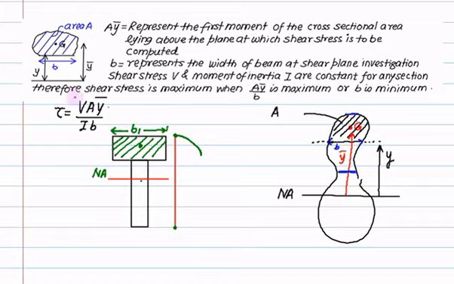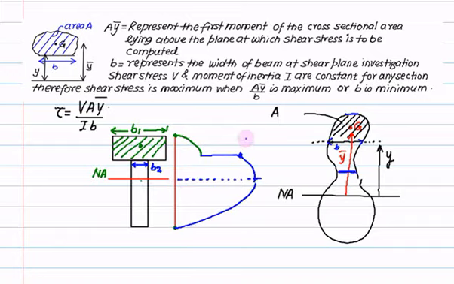But as soon as you cross this flange and you are in the web, at the top of the web, your thickness has changed. So this will be equal to b2. So b2 will be less than b1, and b is in the denominator. So this value will shoot up. And then when you come to the neutral axis, it will again increase. And finally, it will close down. So the value will be maximum at this point.